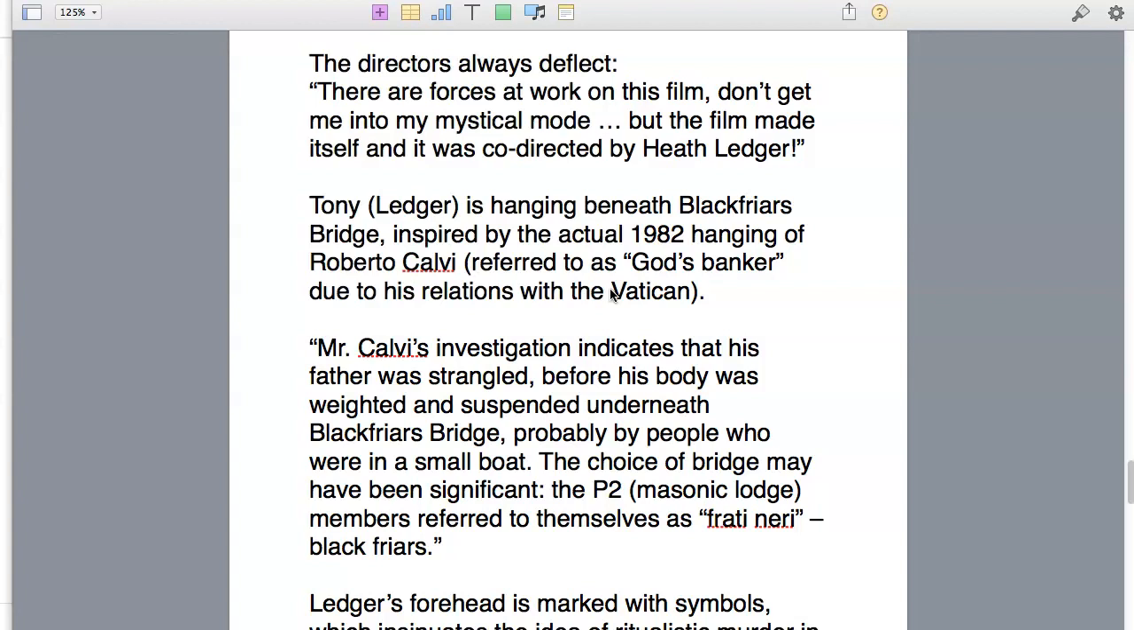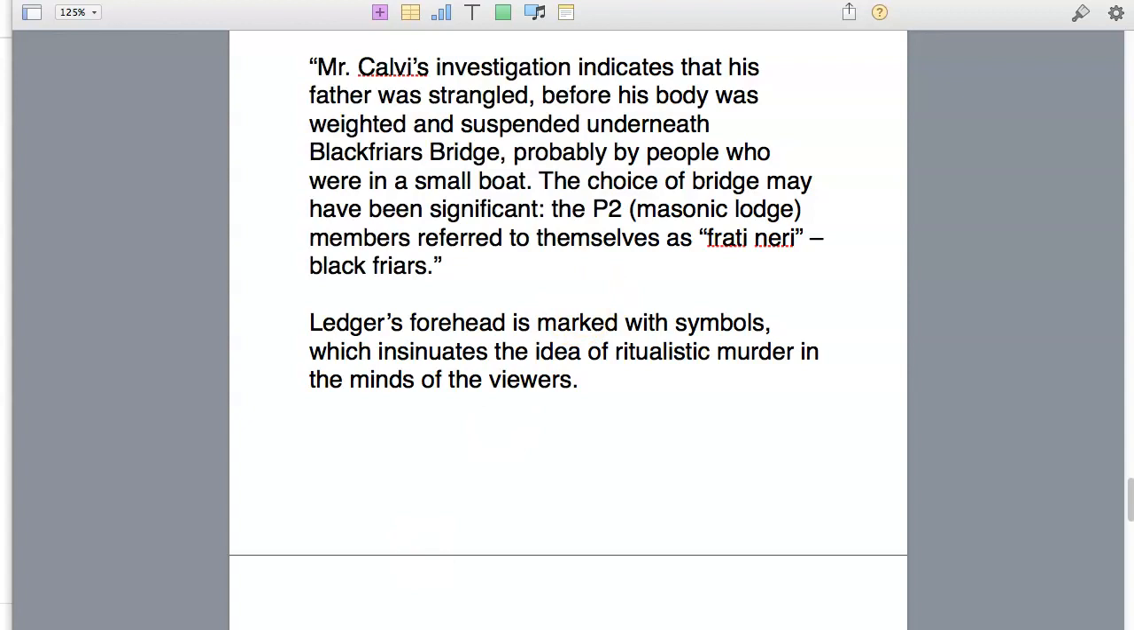So let's see if the director is being honest here. When we read the next part, where Tony, the character that Ledger played, is hanging beneath Blackfriars Bridge, which is inspired by the actual 1982 hanging of Roberto Calvi, referred to as God's banker due to his relations with the Vatican. Mr. Calvi's investigation indicates that he was strangled before his body was weighted and suspended underneath Blackfriars Bridge, probably by people who were in a small boat. The choice of bridge may have been significant. The P2 Masonic Lodge members referred to themselves as Frati Neri, Black Friars.